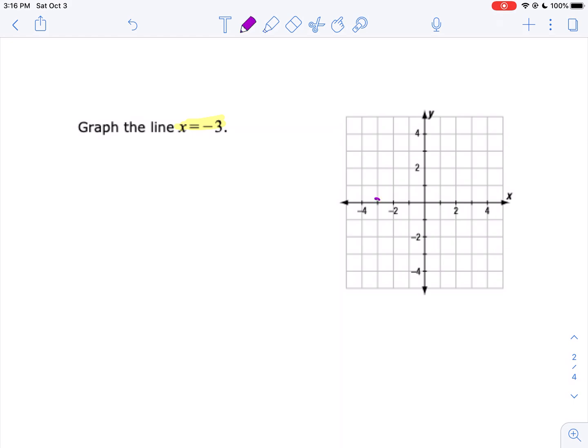I'm going to put a dot here, a dot here, a dot here. X is always negative 3. It doesn't matter what y is. So as you can see, this is a vertical line. Anytime you have x equals some number and you have no y in the problem at all, that's going to be a vertical line.